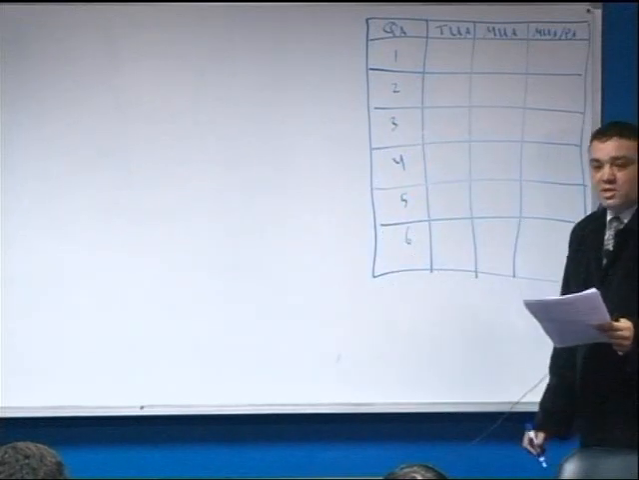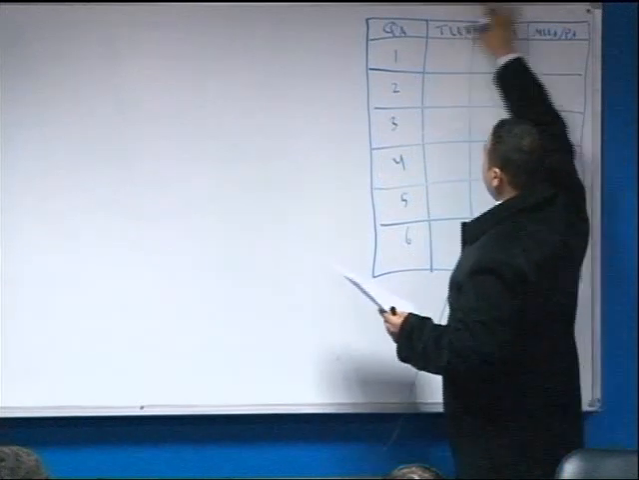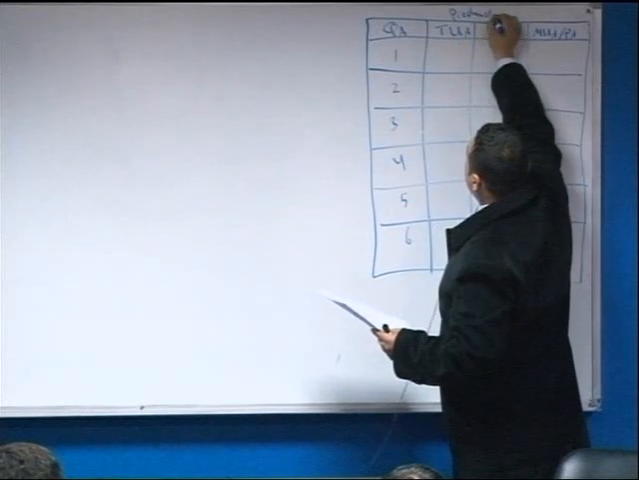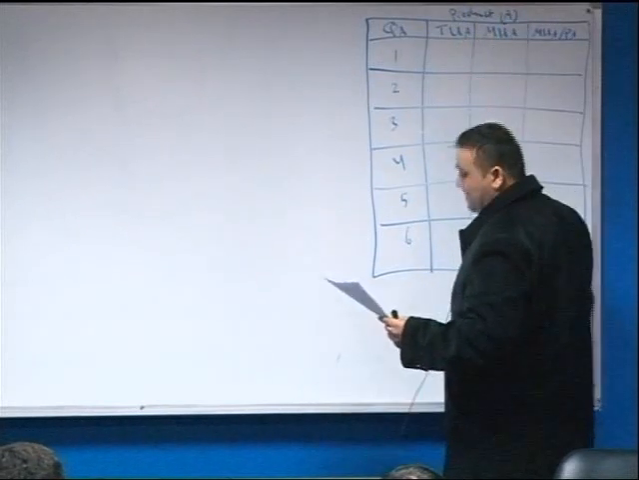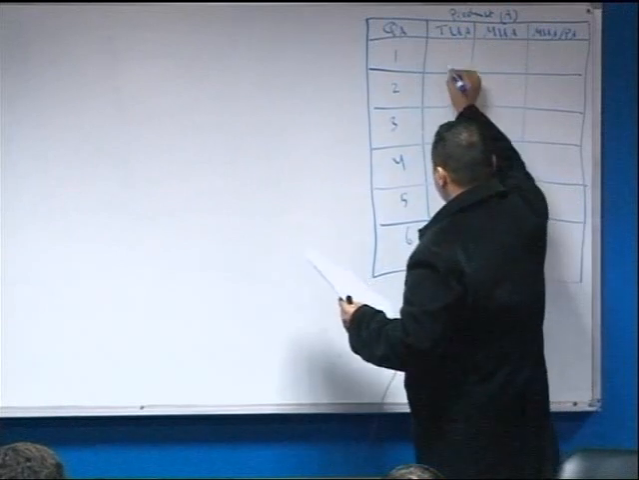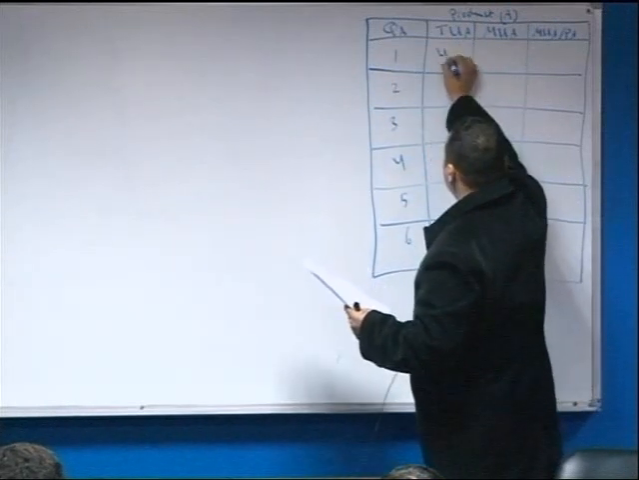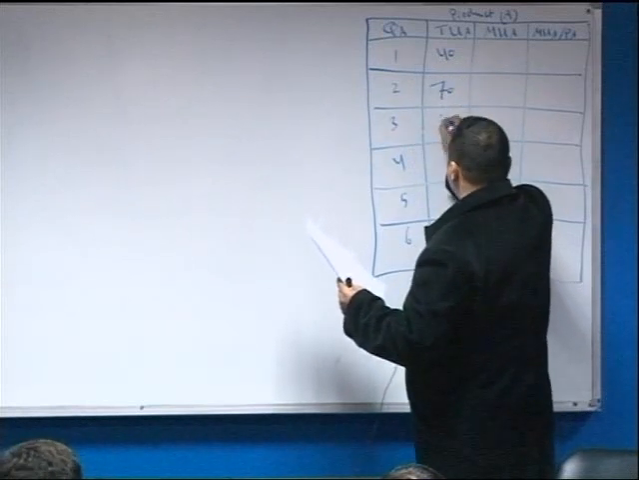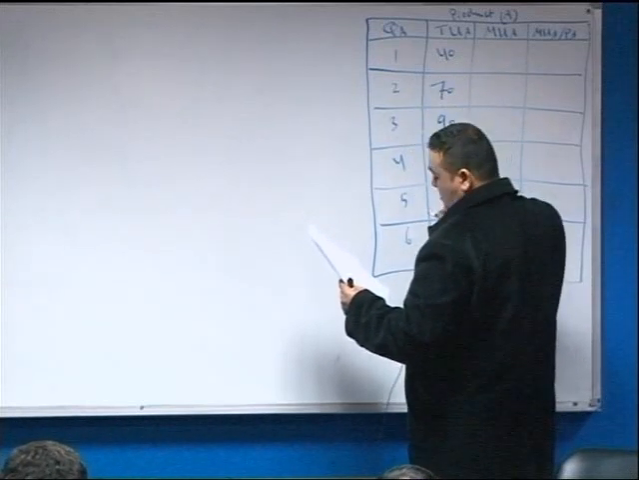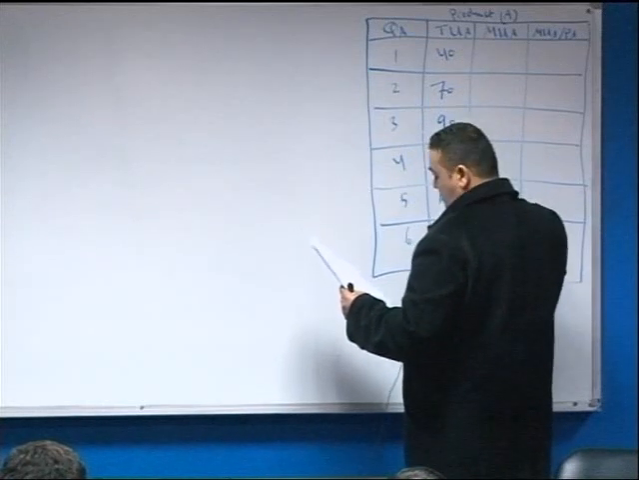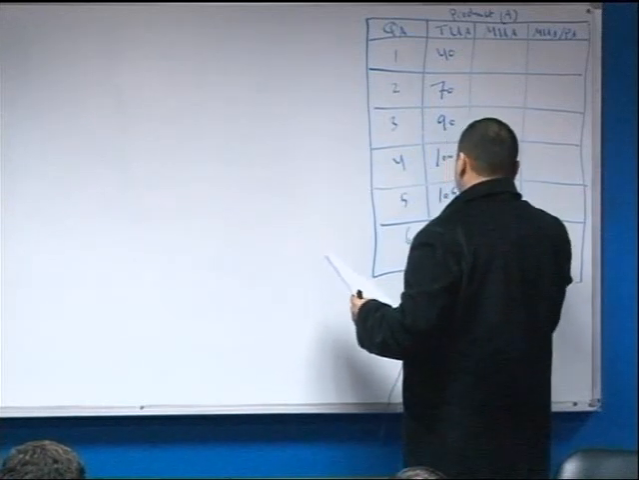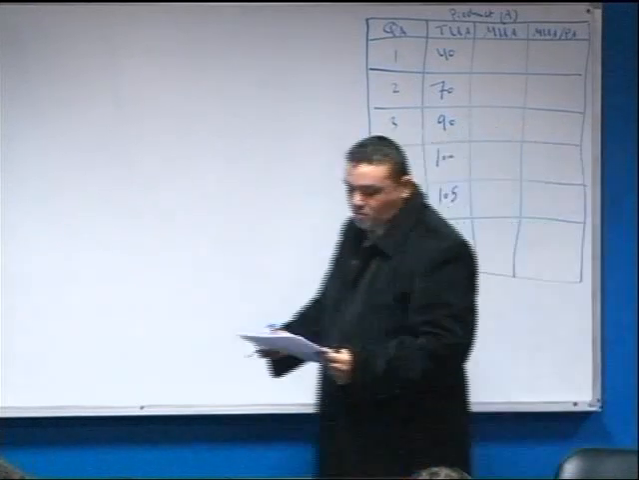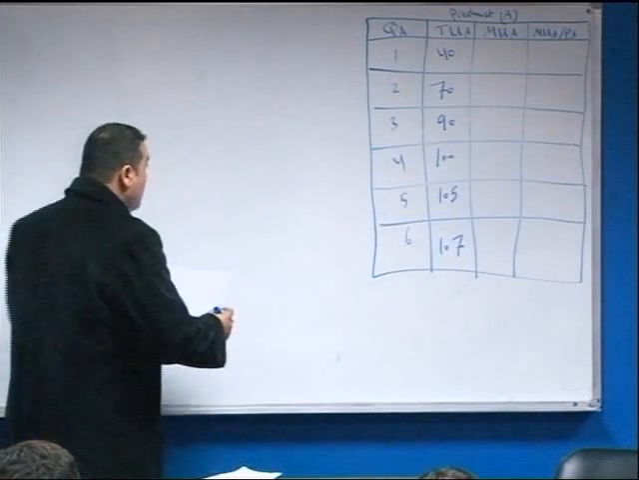The information here is related to product A. The total utility of product A is as follows: 40, 70, 90, 100, 105, 107. The information related to product B is as follows.